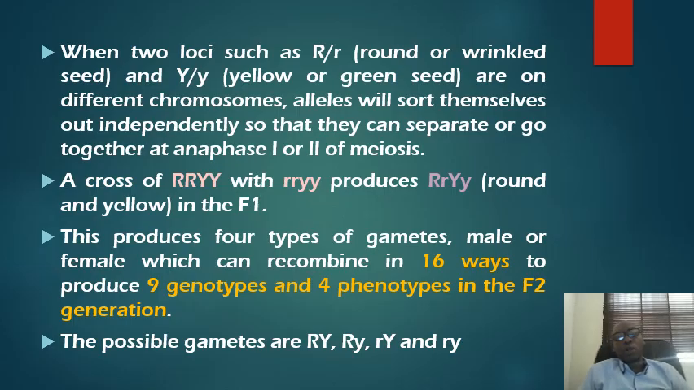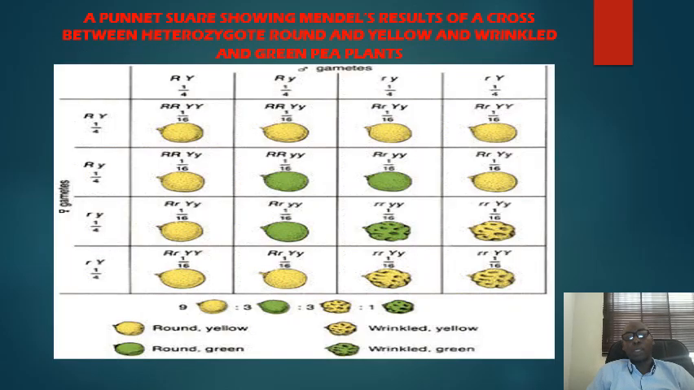So if you have a cross of round and yellow with wrinkled and green, it produces round and yellow in the F1 generation. This round and yellow will produce 4 possible types of gametes: round and yellow, round and green, wrinkled and yellow, and wrinkled and green. These can combine in 16 ways to produce 9 genotypes and 4 phenotypes in the F2 generation, as you see in the Punnett square.